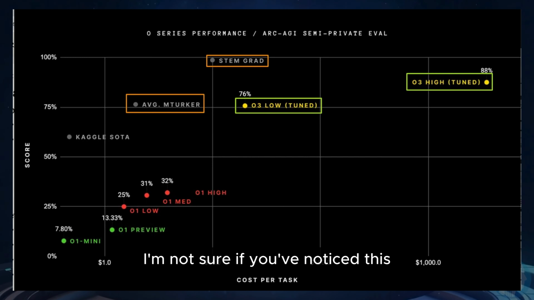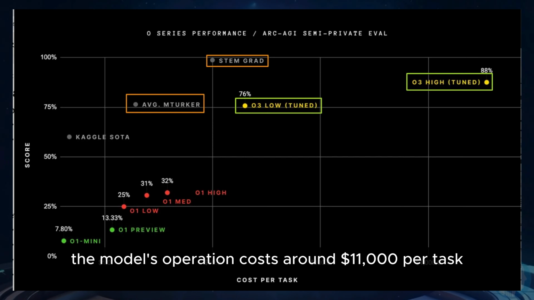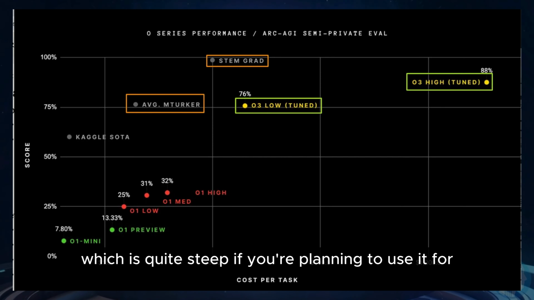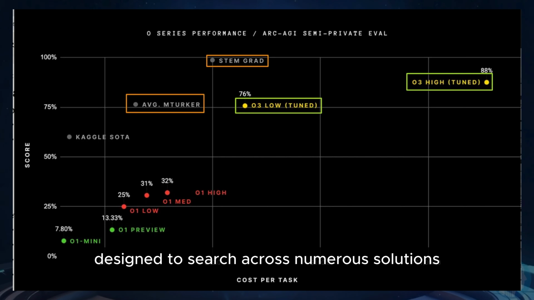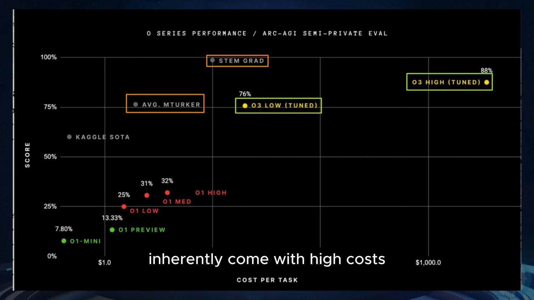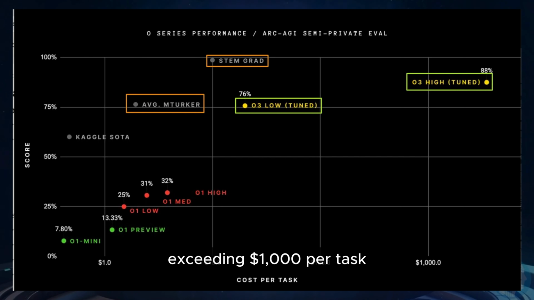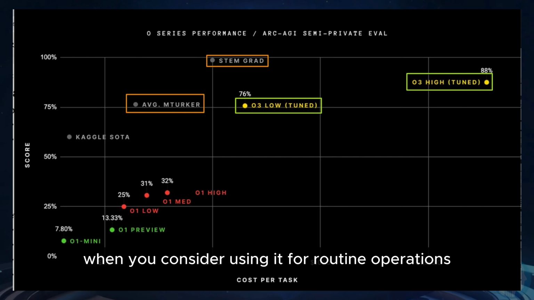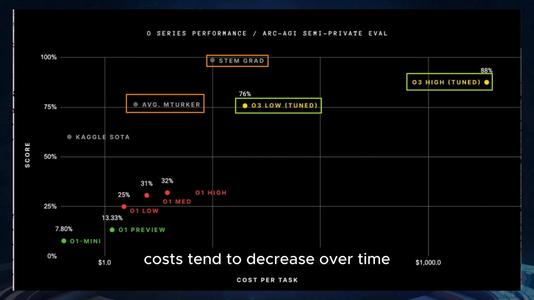I'm not sure if you've noticed this, but if we take a closer look here, specifically at the bottom, you'll see that O3 has fine-tuned the compute resources allocated to this model. This means the model's operation costs around $11,000 per task, which is quite steep if you're planning to use it for any practical application. These models, designed to search across numerous solutions, inherently come with high costs. For instance, this particular example shows costs exceeding $1,000 per task, which is undeniably expensive when you consider using it for routine operations. However, as we've seen with most technologies, costs tend to decrease over time.